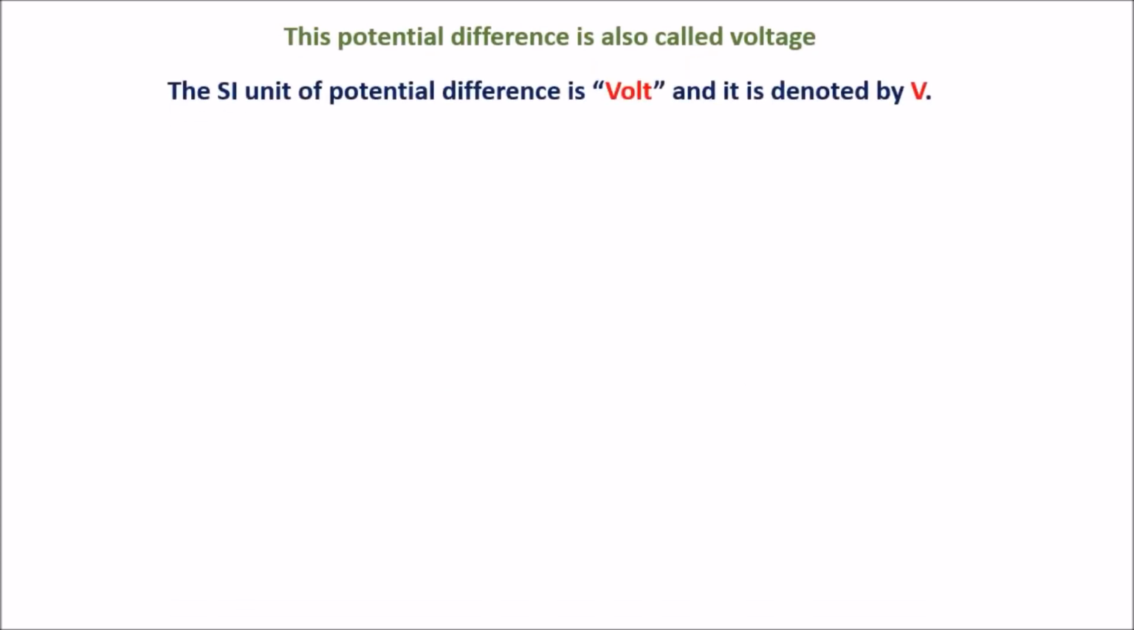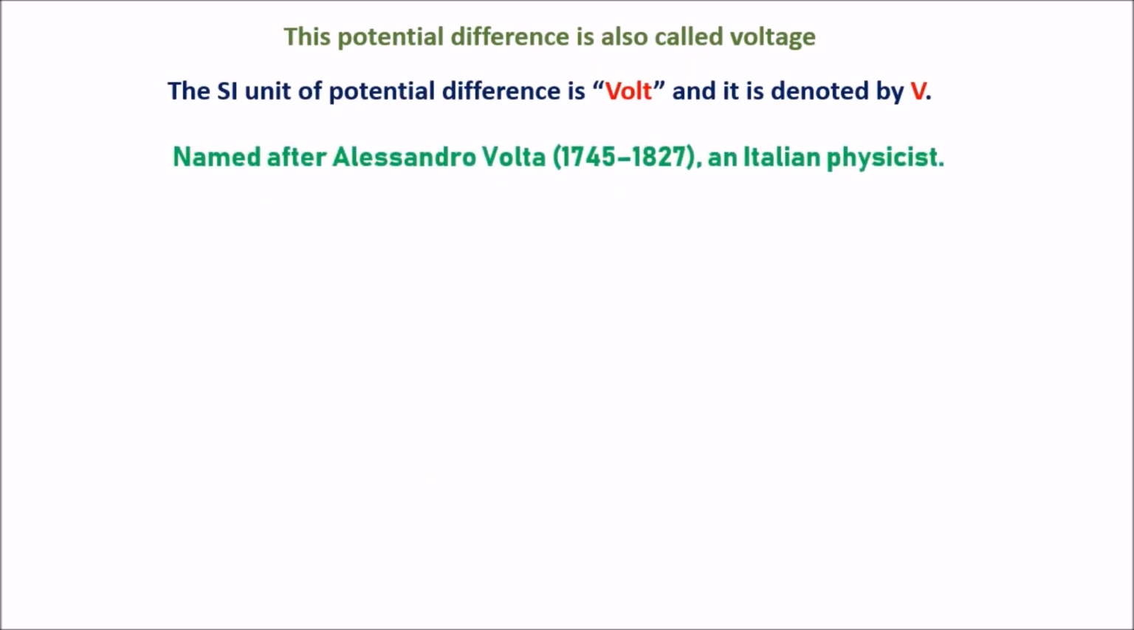The SI unit of potential difference is volt, and it is denoted by the capital letter V. Why is it denoted with capital letter V? Because volt is named after Alessandro Volta, an Italian physicist. So if any SI unit is named after a scientist, that SI unit should be represented with a capital letter. For example: current, ampere; force, Newton; charge, Coulomb, etc.